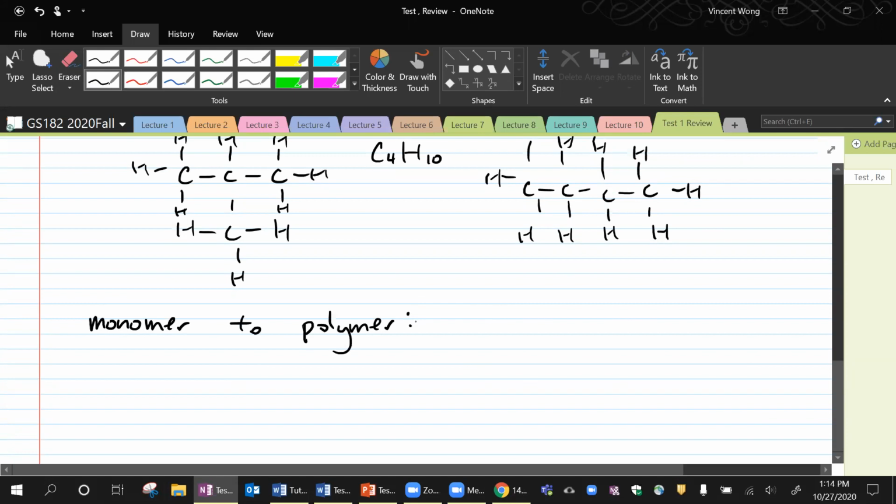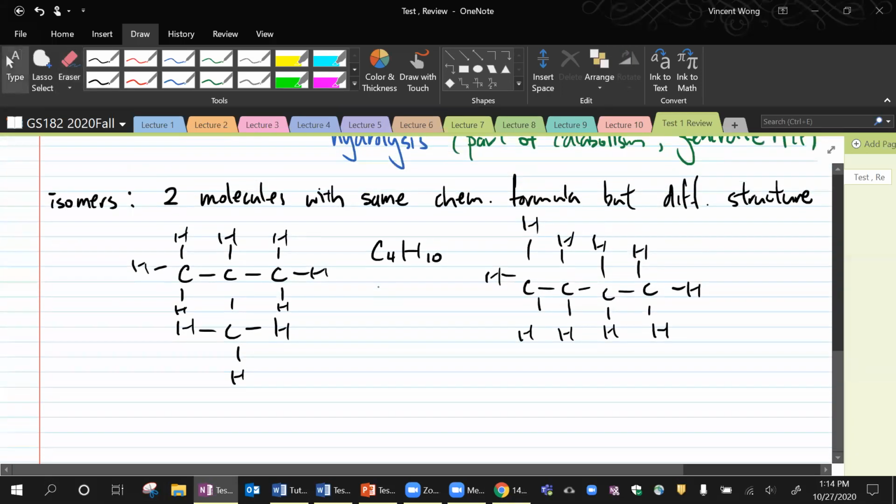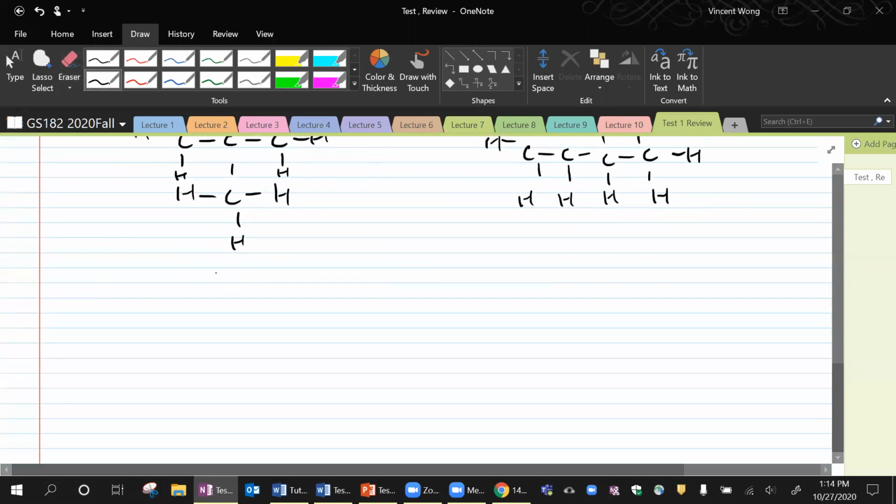Dextrorotatory and levorotatory are also isomers. Yes, so what you're talking about is a different type of isomer. I don't think I talked about that in my lecture, but there are different types of isomers. Like this one is called structural isomers because they are structurally connected differently. The one you're talking about is like a mirror image. Since you brought it up, I'll just quickly talk about it.